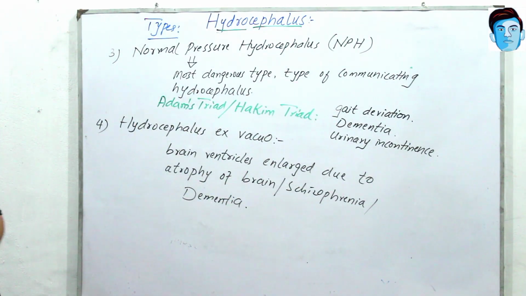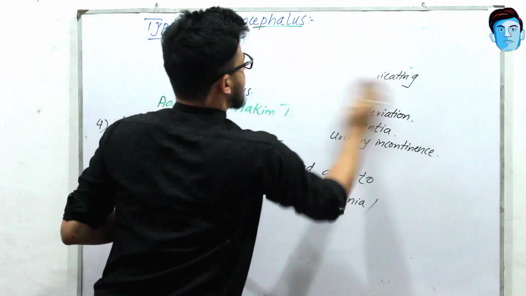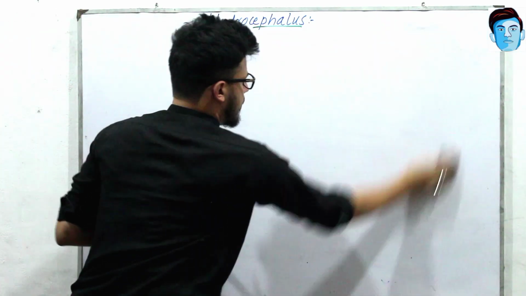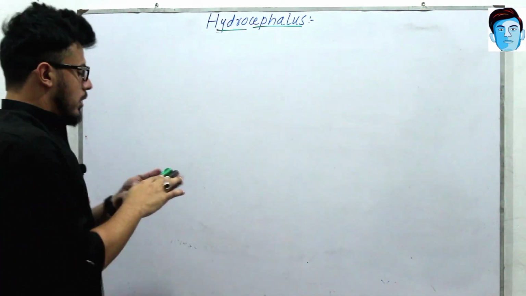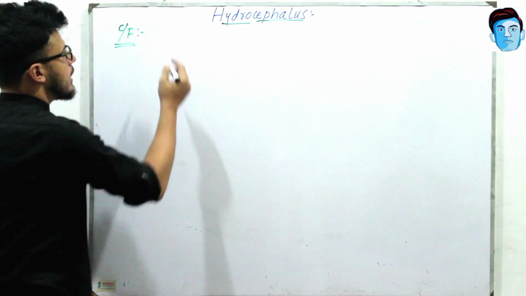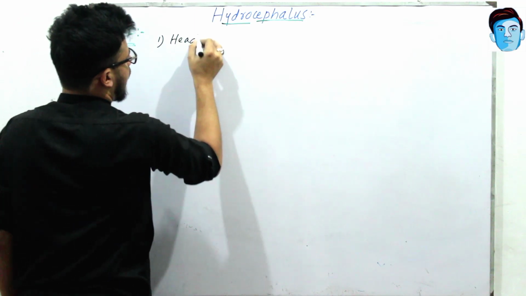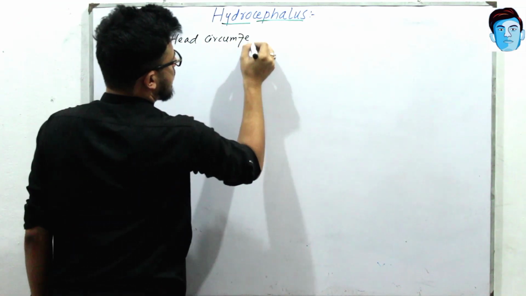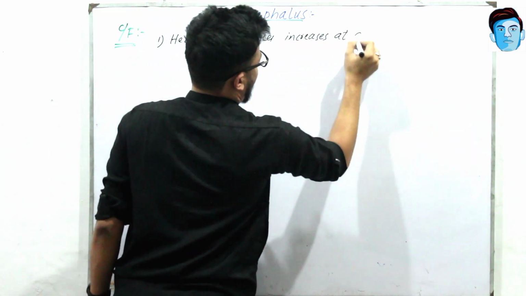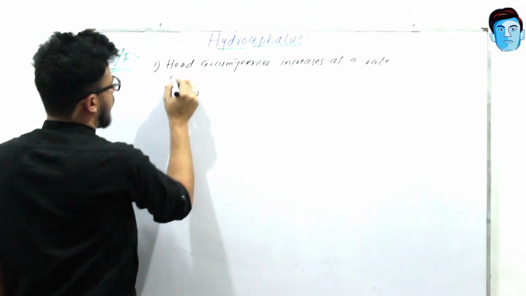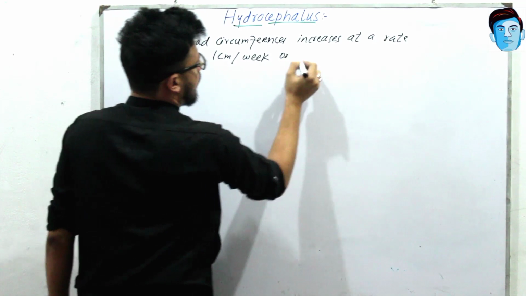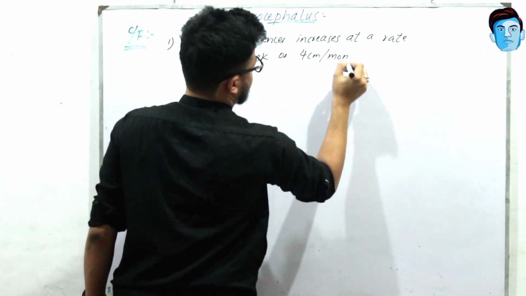Now let's discuss the clinical presentation of a patient if someone is suffering from hydrocephalus. Now let's discuss the clinical features. So what are the clinical features of a hydrocephalus patient? The first is that the head circumference increases at a rate of 1 centimeter per week or 4 centimeter per month.